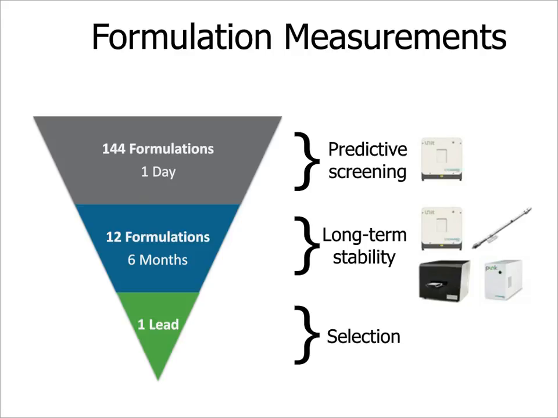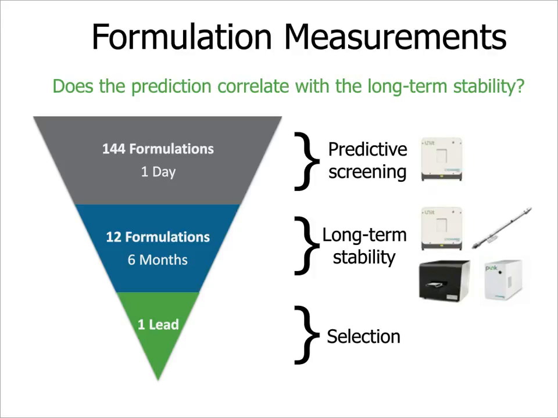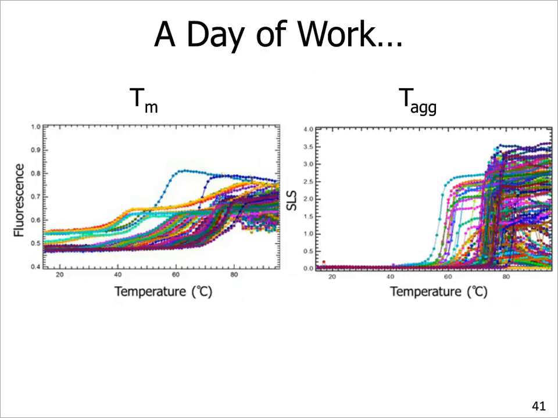So the initial day, we wanted to know whether or not our prediction correlated with that long-term storage stability. 144 samples, so 1 day of work to measure and analyze all of these samples. You can see there's a vast amount of data with a wide range of different patterns and different conformational stabilities. We have on the left-hand side information relating to the conformation, giving us the melting temperatures, and on the right-hand side, information relating to the aggregation. So aggregation onset temperatures, but also amplitude changes, so the final value, how aggregated the protein becomes.